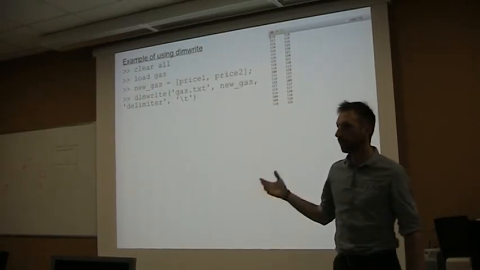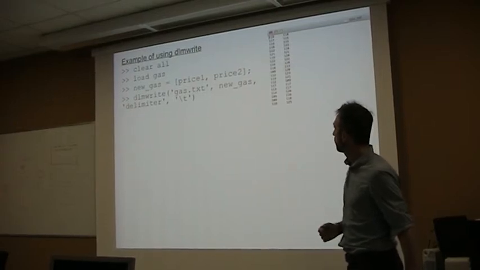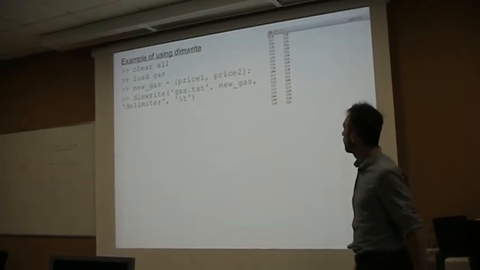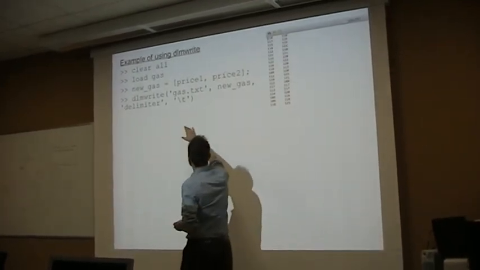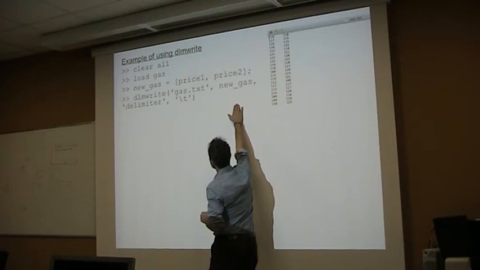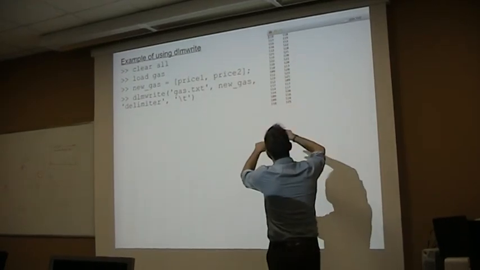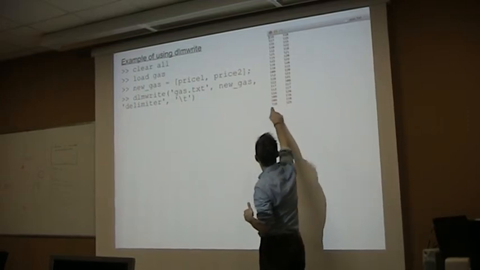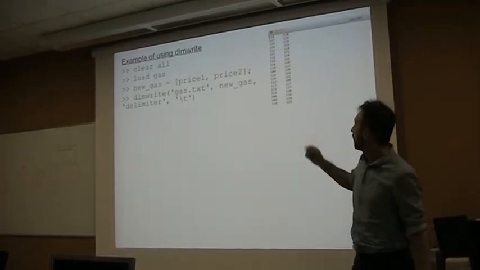Okay, I didn't tell you much about these formats, but let's see some examples. So I load gas and create a new variable where I concatenate price 1 and price 2, and then I save it. So these are just numbers, so I can use dlmwrite. I give the name of the file I want to save it in, and the variable I want to save, which is new gas, and how I want to delimit these two columns, because there are two columns of data. So if it were, for example, CSV, the delimiter would be a comma. So it would be 118, 128. Yeah? But now I want a tab. So that's how I would do it.